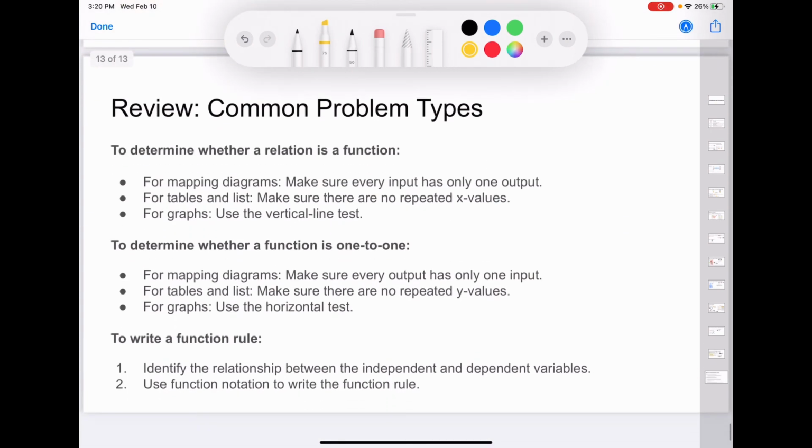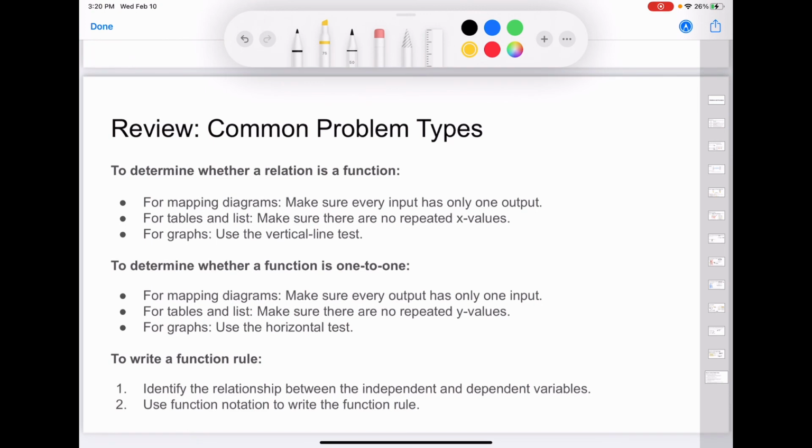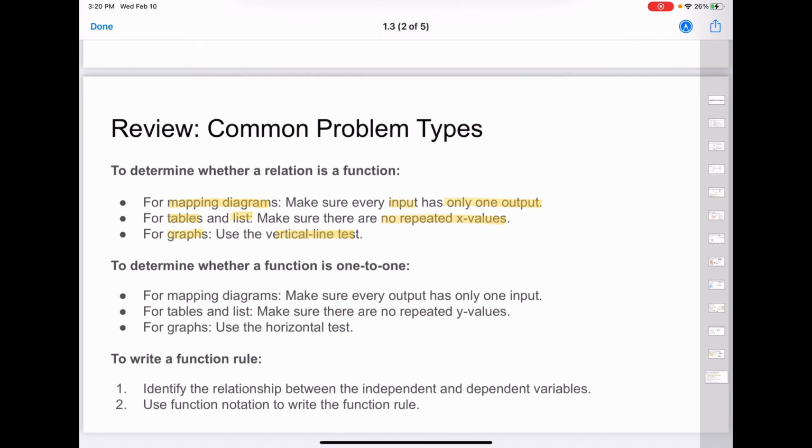Okay, so let's look further at how to determine if a relation is a function. If you're looking at a mapping diagram, you want to make sure every input has only one output. For tables and lists, you want to make sure there are no repeating x values. For graphs, you want to use the vertical line test. To determine if something is a one-to-one function, for mapping diagrams, you want to make sure every output has only one input. For tables and lists, you want to make sure there are no repeating y values. And for graphs, you want to use the horizontal line test.